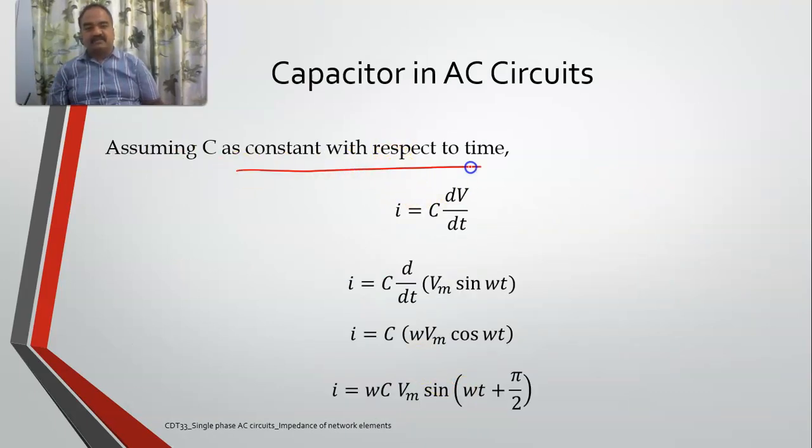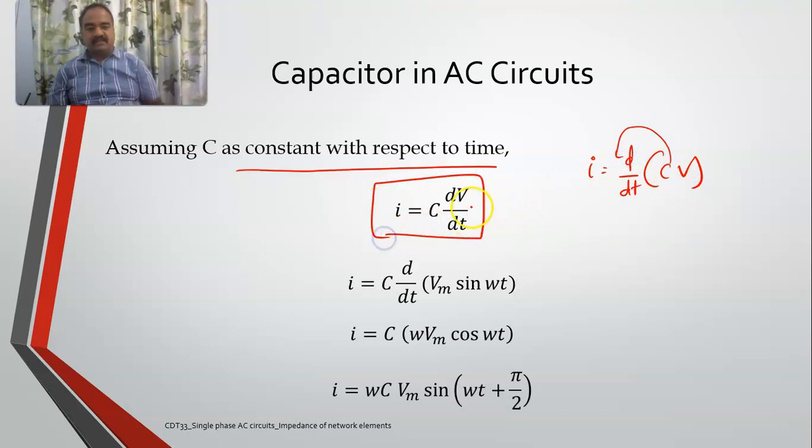So assuming C is constant with respect to time, your equation was this one, right? If C is constant, it will come out. So I is equal to C dV by dt. And what is V? V is Vm sin omega t. If I replace this one, Vm is again constant, I can bring it out. So d by dt of sin omega t is cos omega t, with additionally omega. Okay, so these entire terms are constant terms. So omega C Vm. And here it is cos omega t.